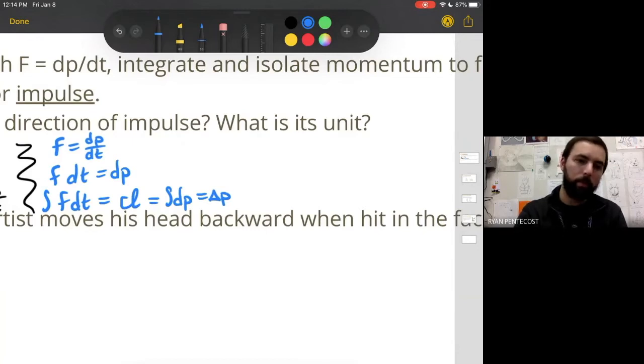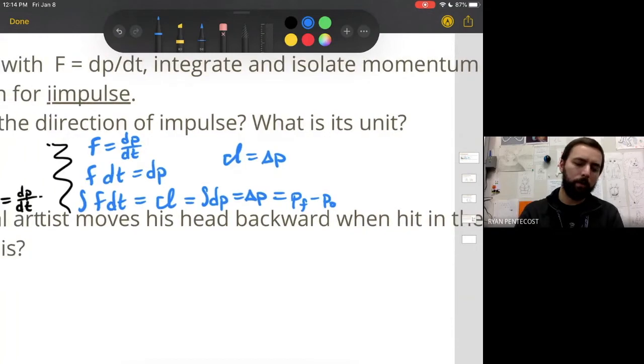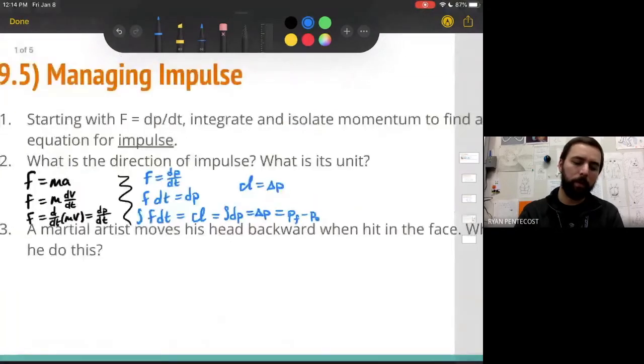So this can tell us that if change in momentum is p final minus p naught, then impulse is really just change in momentum, right? And we'll actually talk about that a little bit on this next question when we talk about its unit as well. But impulse is really just any change in momentum, right? We talked about in the other video, impulse is a change to an object or a system's momentum.